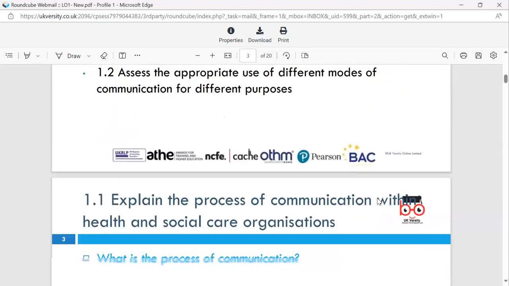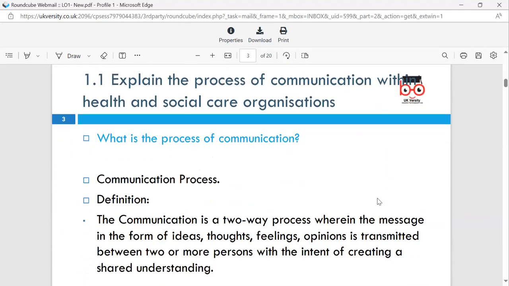of communication. Now, when we look at communication, it's really important to identify why communication is so important in any organisation, and then we'll look at health and social care. Why do you think communication is so important? What do you think?